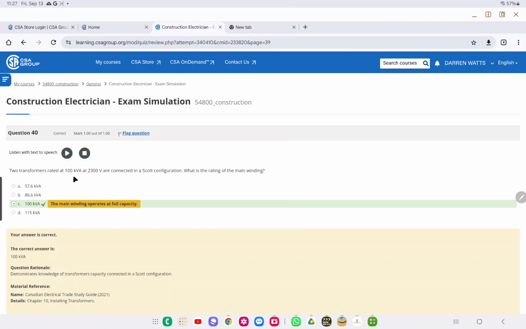Two transformers rated at 100 kVA at 2300 volts are connected in a Scott configuration. What is the rating of the main winding? Okay. I knew how to do this. Stopped studying for a while and then I forgot how to do this. So there's two transformers. I'm sure that it's similar to an open delta. So you got two transformers at 100 kVA. So that's basically 200 kVA right there.